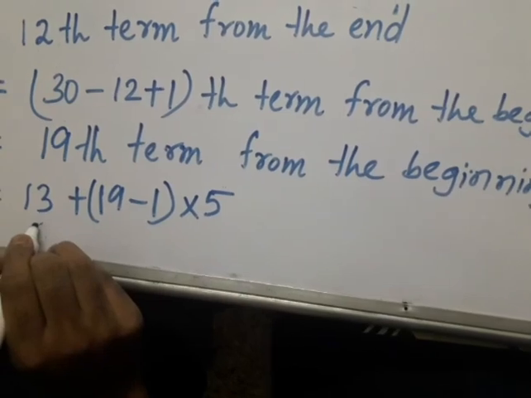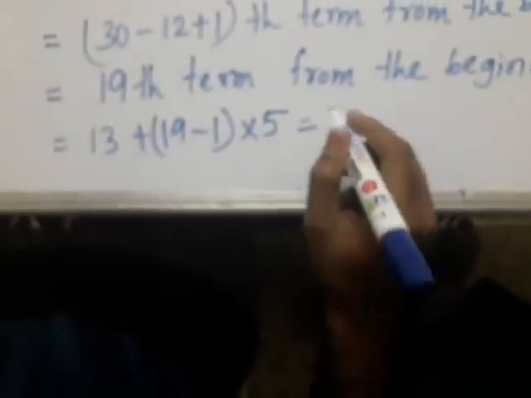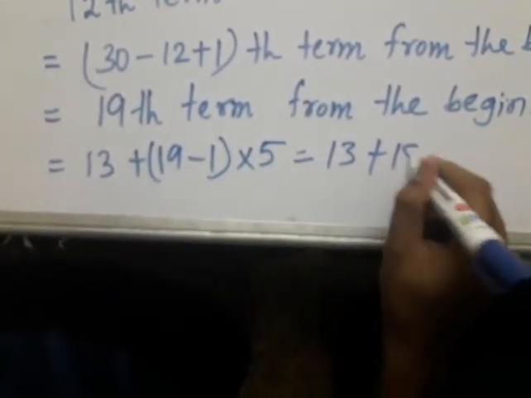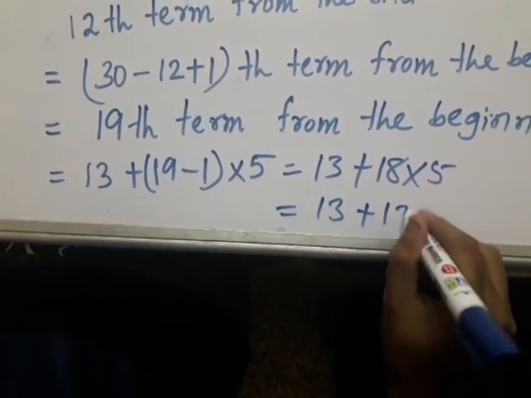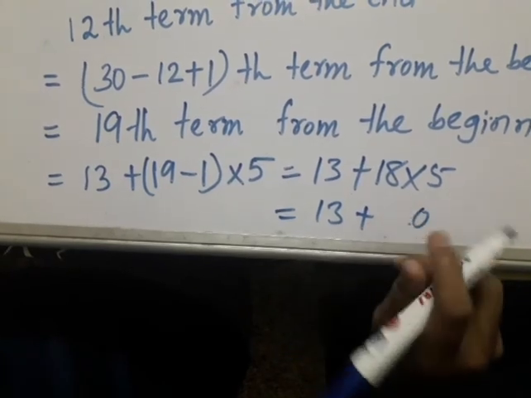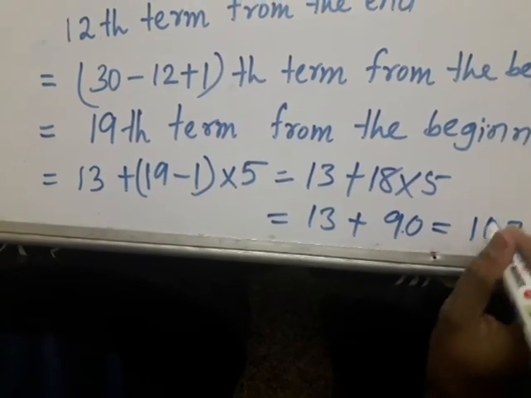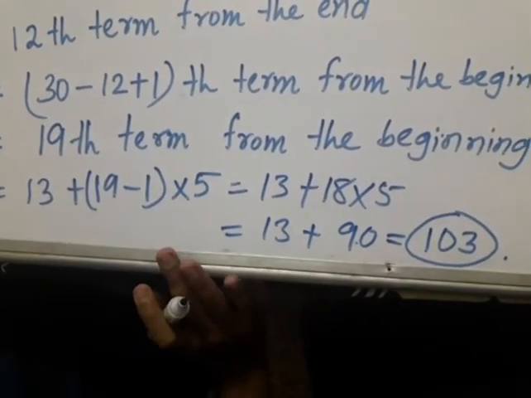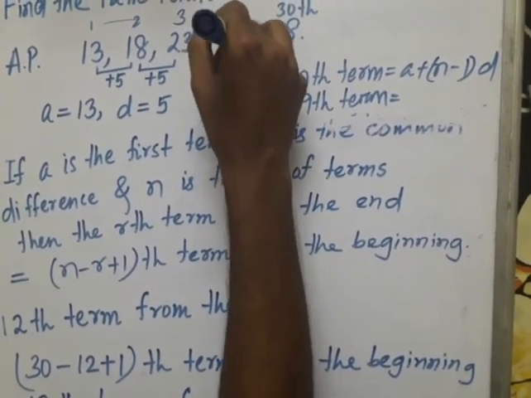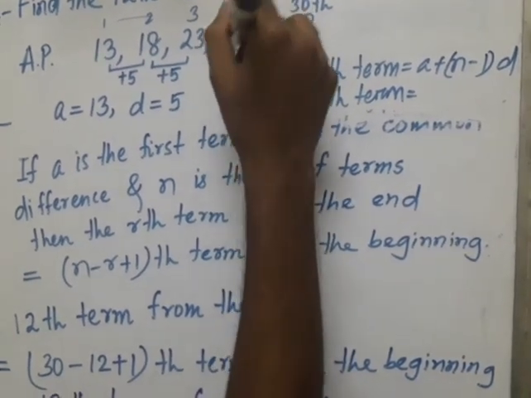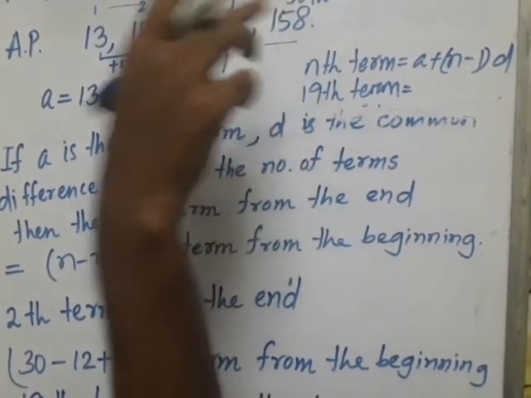13 is a, the first term, plus 19 minus 1 times the common difference 5, which is equal to 13 plus 18 times 5, which is equal to 13 plus 18 fives, which is 90. 90 plus 13 is 103. So the answer comes as 103. The 12th term from the end of the AP is 103. 103 will be present somewhere here, and it will be the 12th term from the end and the 19th term from the beginning of the sequence.